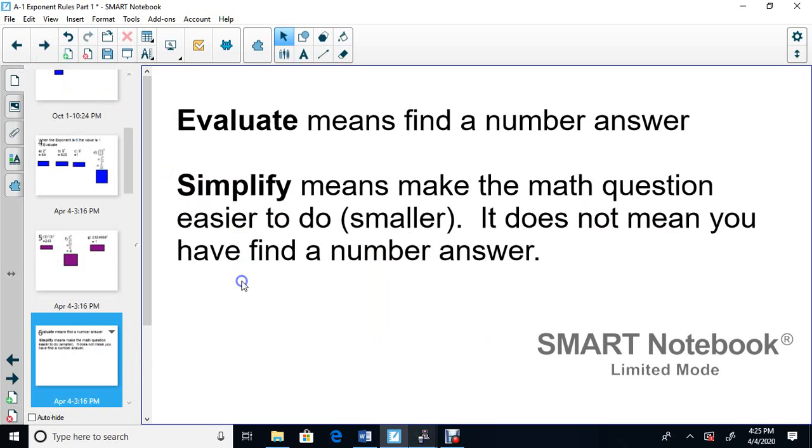Okay, let's move on. I just want to mention that evaluate means find a number answer. Simplify means make the math question easier to do. Just make it smaller. It does not mean you have to find a number answer. You just have to make it smaller. So you do not have to find a numerical answer. Again, if you need to copy this, you can pause it. Otherwise, we're moving on and you can just read it on the sheet.